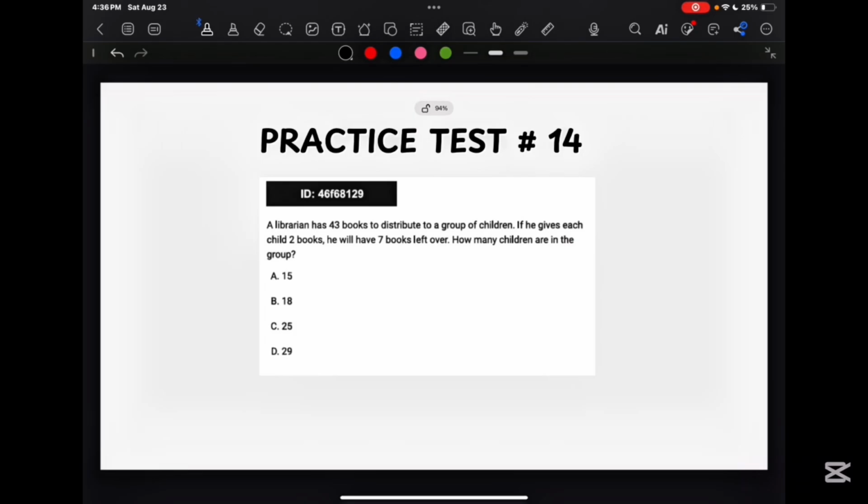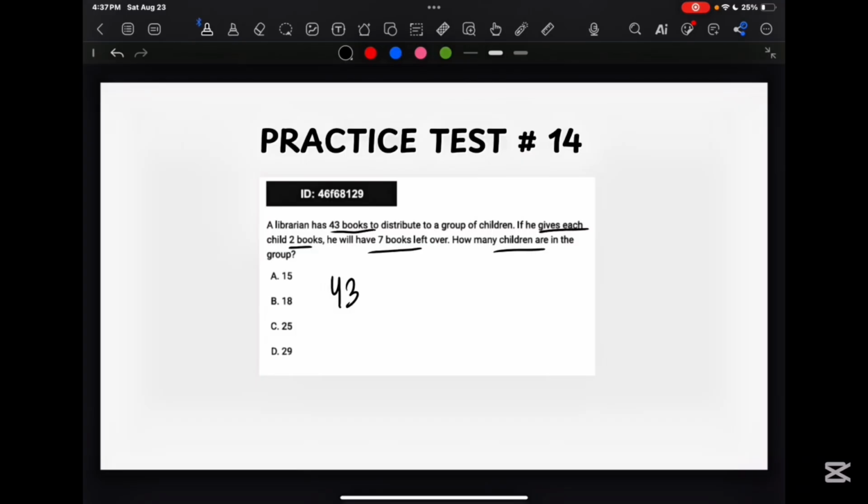Now, practice test 14. A librarian has 43 books to distribute to a group of children. If he gives each child 2 books, he will have 4 books left over. How many children are there in the group? So there are 43 books, and each child gets 2 books, and then 7 books are left. And we're asked to find the number of children.